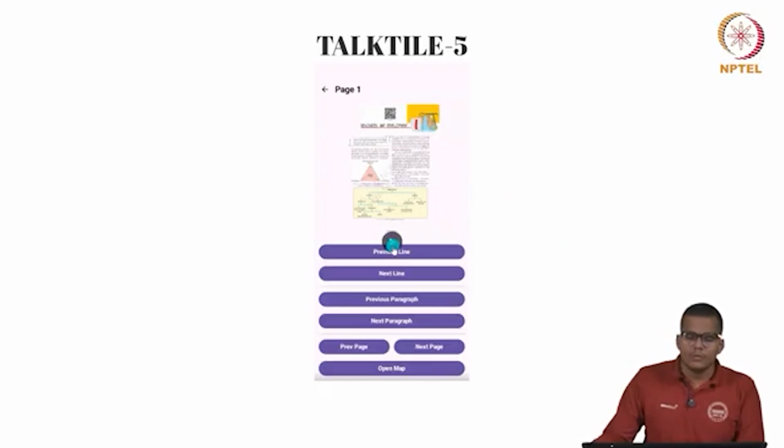Suppose I want to move from paragraph number 1 to paragraph number 3 on page 1. I would say, go to paragraph number 3. It will automatically move the cursor to paragraph number 3 and start reading from there onwards. If I want to switch to page number 3, I would say, go to page number 3. It would move to page number 3 and start reading from paragraph number 1. So this is exactly what we'll do now.